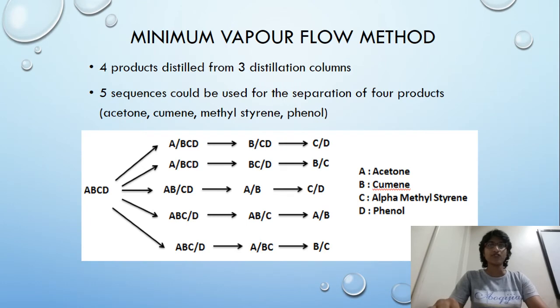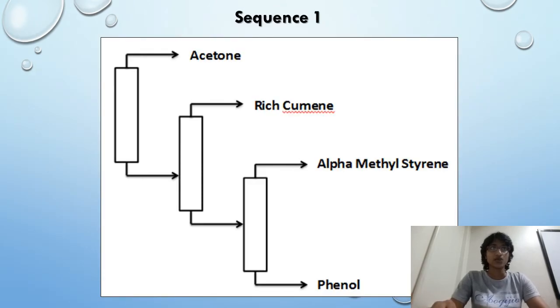For the production of phenol, 4 products can be distilled from 3 distillation columns, which are acetone, cumene, alpha-methylstyrene, and phenol. For these 4 products, it can be approached in 5 different sequences as shown on the screen. For sequence 1, acetone was distilled off as the distillate from the first distillation column. This is because acetone was the light key component. From the second distillation column, cumene was removed as the distillate stream. In the final distillation column, methylstyrene was the light key component and this was removed as the distillate stream. And finally, phenol, which is the heavy key component, was removed as the bottom product.